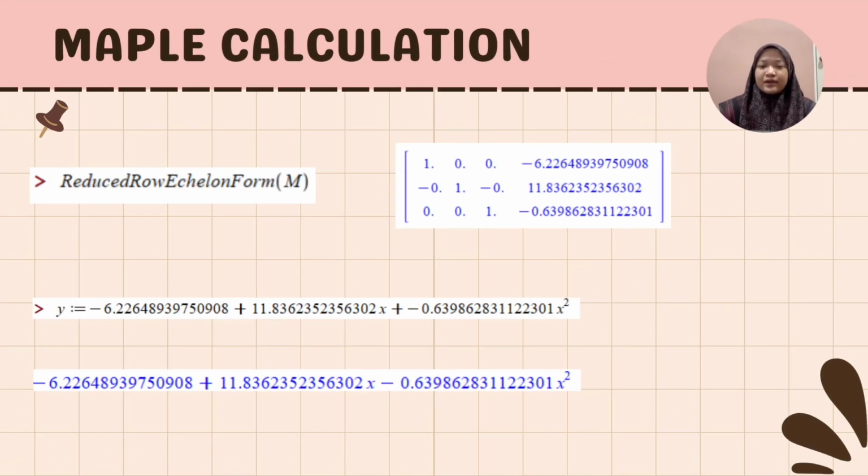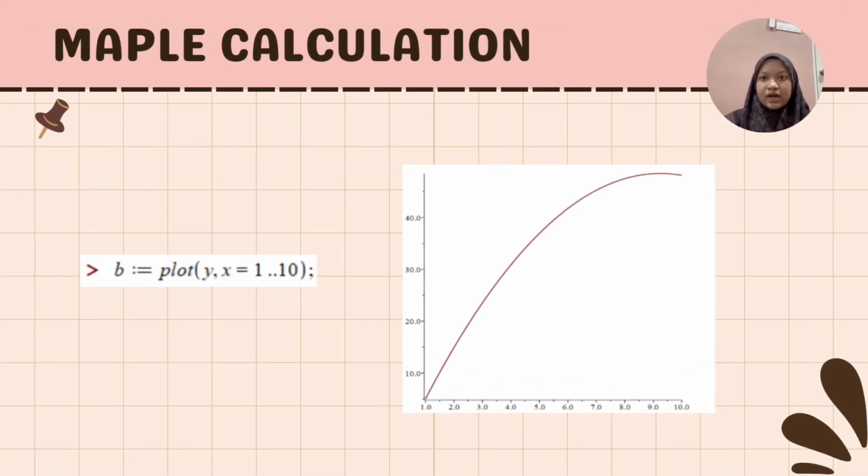After that, we need to use row echelon form, REF, to get the value of X. So the equation for the best fit quadratic is y equals negative 6.2265 plus 11.8362x minus 0.6398x squared. The output for the graph shows that the data is best fitted by a quadratic model because tensile strength increases to a maximum value and then decreases as hardwood concentration increases.